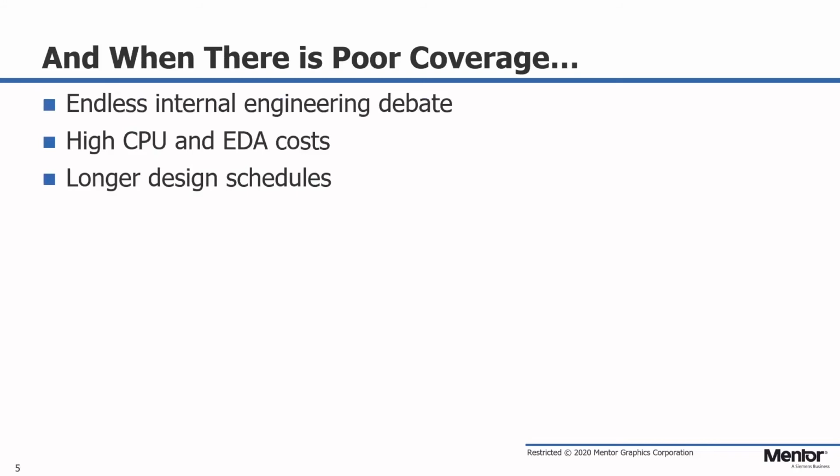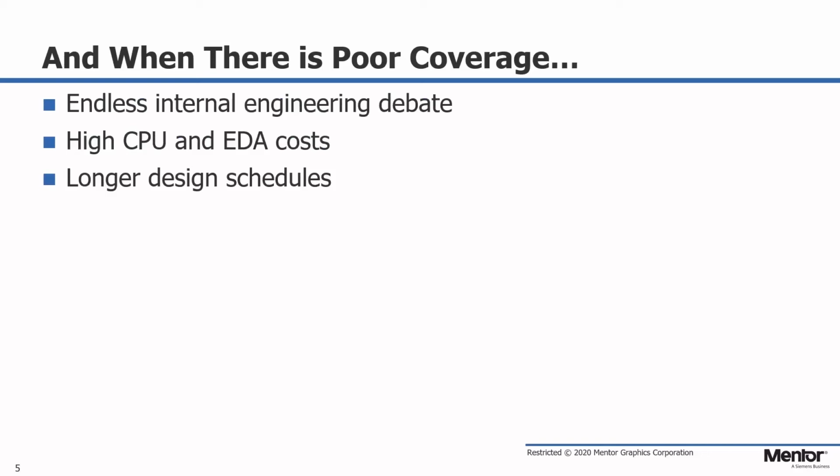One of the strategies is just to brute force it out. So let's buy extra CPUs, let's buy extra licenses, and let's see if this is something that we can brute force out. Let's also extend the design schedule. This really sucks. No one wants to extend the design schedule, but this sometimes happens to get more coverage.